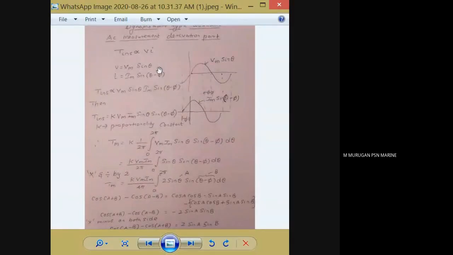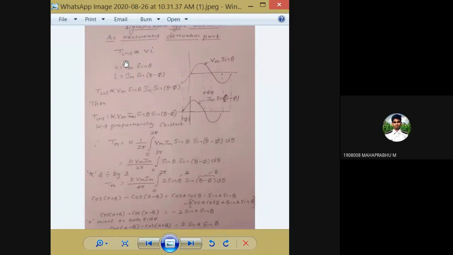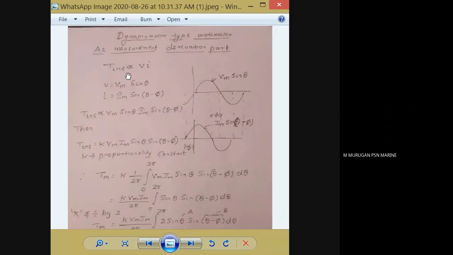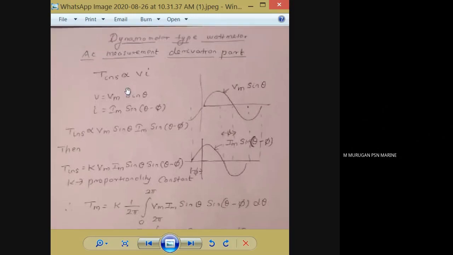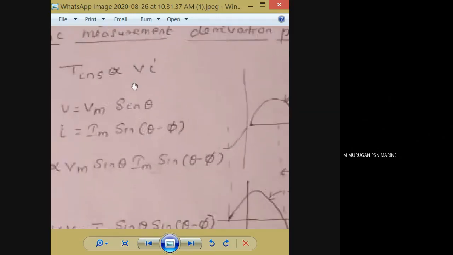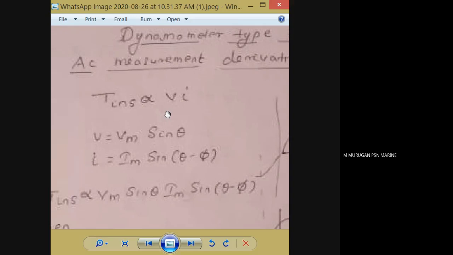Can you see the picture? Yes, sir. Visible, sir. Okay. I have to zoom. Now you can see it clearly.